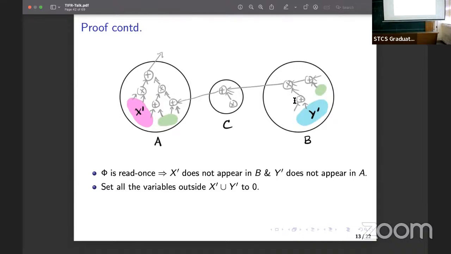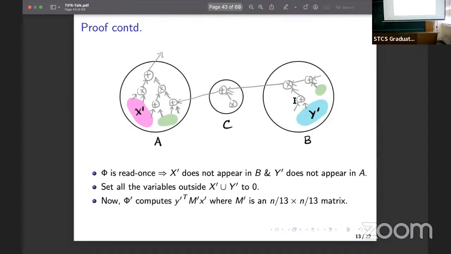So after you set it to 0 in this circuit, it will still compute a bilinear form, but it computes something like Y prime transpose M prime X prime. Like some of them have vanished. Where M prime is an n by 13 cross n by 13 matrix because that's the size of X prime. Now, we know that M was totally regular and M prime was a minor of M, so this had to be totally regular. I mean, this had to have full rank. So rank of M prime is n by 13. So that's what we have.